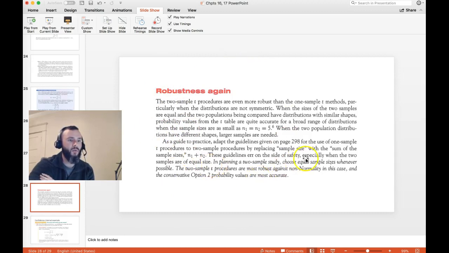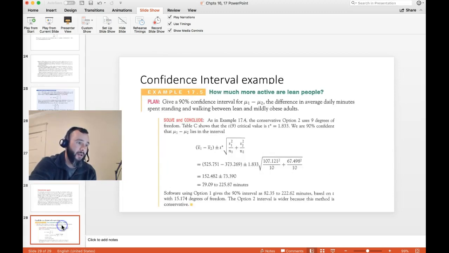I'm not going to make a comment here about robustness, but basically choosing equal sample sizes whenever possible is really preferred. The two-sample t procedures are more robust against non-normality in this case, and the conservative option 2 probability values are most accurate. So it is ideal, if you can, to not use software and just calculate it yourself, and to use equal sample sizes whenever you can.